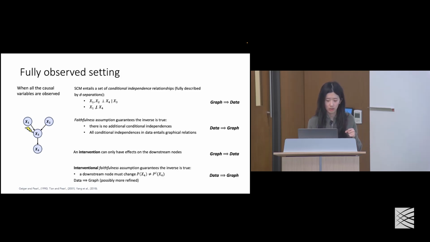This is another faithfulness assumption, often called the interventional faithfulness assumption, which basically means I assume that all my downstream variables will have their distribution change if I perturb something upstream. With this assumption, the data to graph direction can potentially be more refined compared to the observational case. This is why with interventions you can learn more about the causal graph. I hope this makes sense. I'll pause here a little bit to see if there are questions.